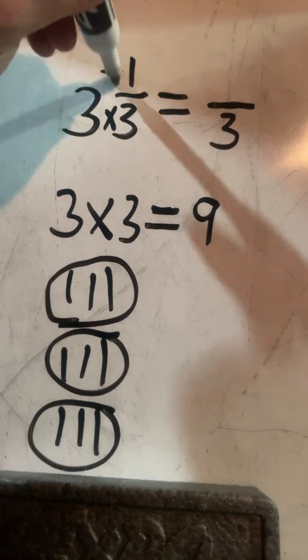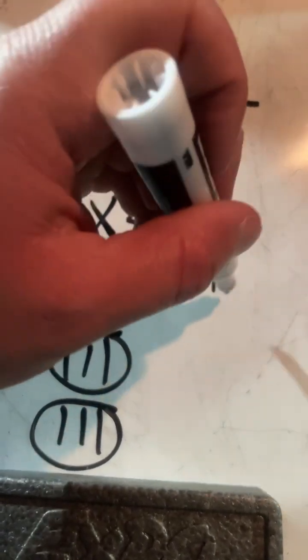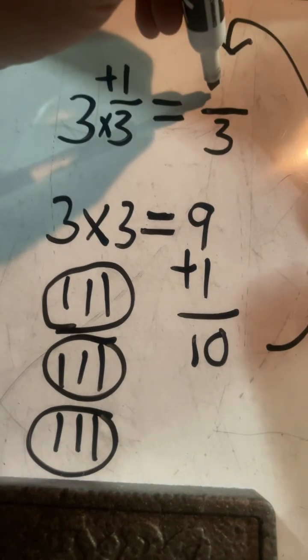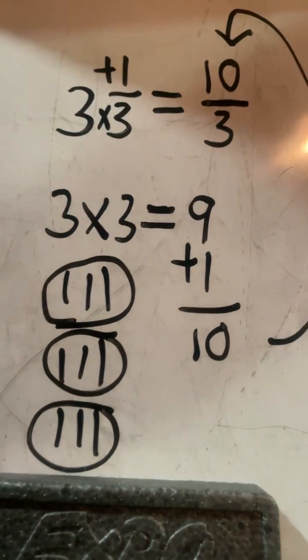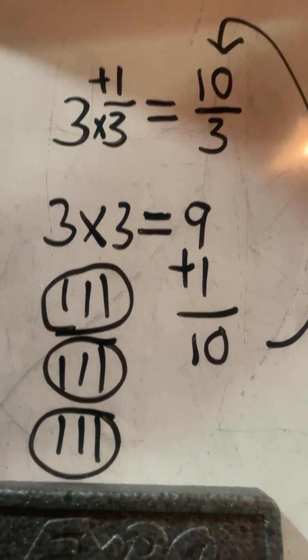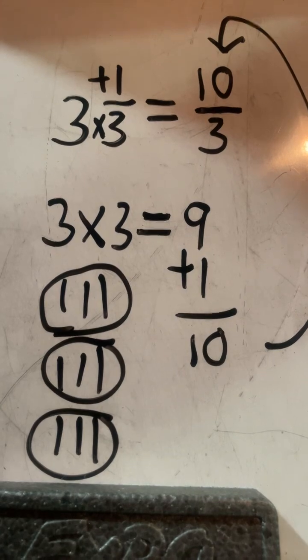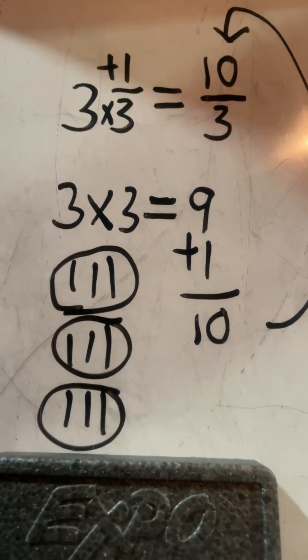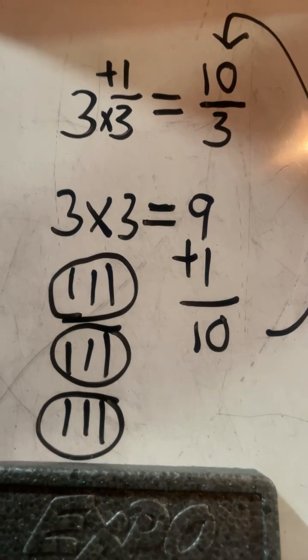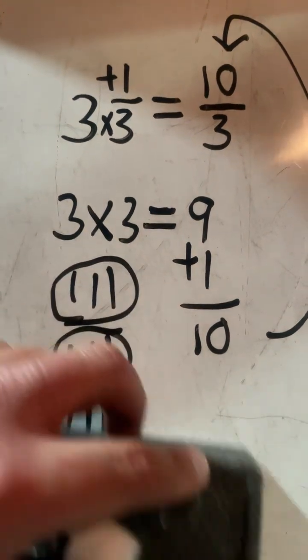Next, we add our numerator. 9 plus 1 equals 10. So 3 1/3 converted into an improper fraction equals 10/3. All right, next example.